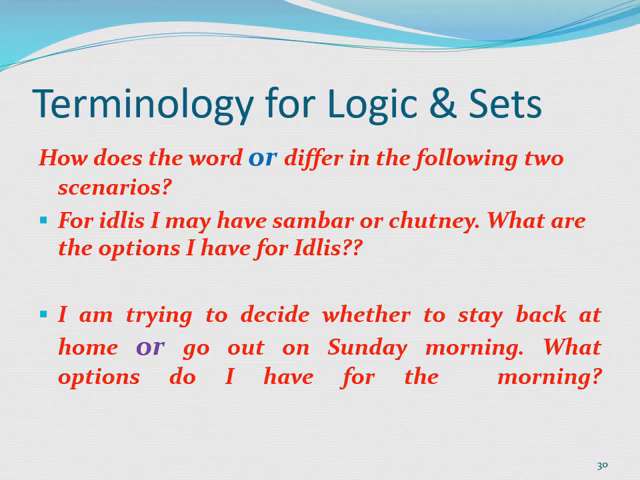The second example, I am trying to decide whether to stay back at home or go out on a Sunday morning. What options do I have for the morning? Look into this statement clearly. If I am going to go out on Sunday morning, I cannot be at home. Or if I am going to be at home on Sunday morning, I would not be out. So the or over here is different from the or which we see in the first definition. It's a very beautiful example.